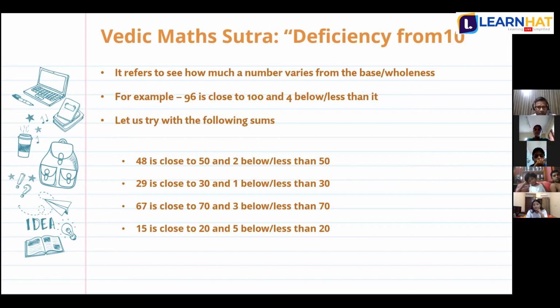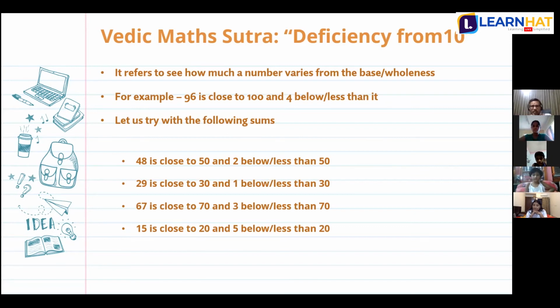So you may ask a question here. When it's 15, it's also close to 10, right? Then why are we taking only 20? For anything below 15, we should consider it close to 10. Anything 15 and above, we should consider close to 20. So like that, we should understand. So this is called deficiency.